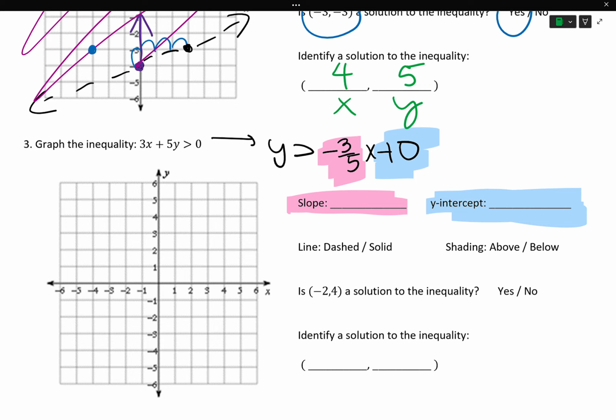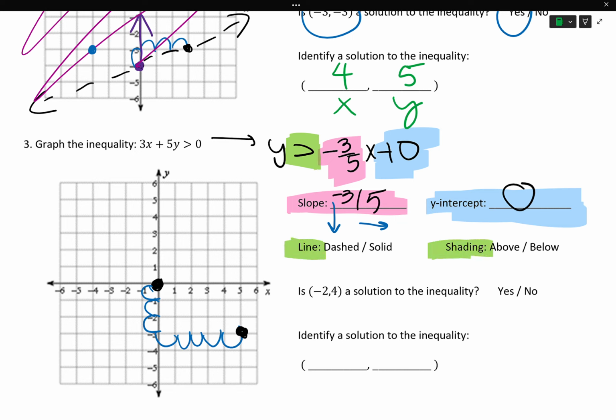Okay, so slope and y-intercept. My slope is -3/5, which means we're going down and to the right. And my y-intercept is 0. 0 is in the middle of the graph. There it is. And then for my slope, down 1, 2, 3, to the right, 5. Perfect. Step 1 complete.